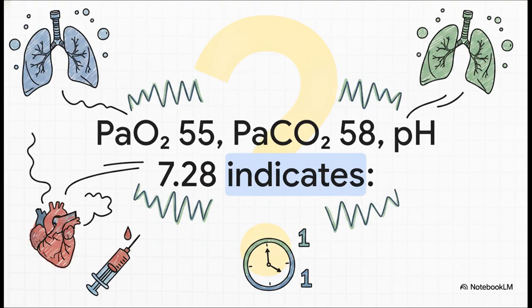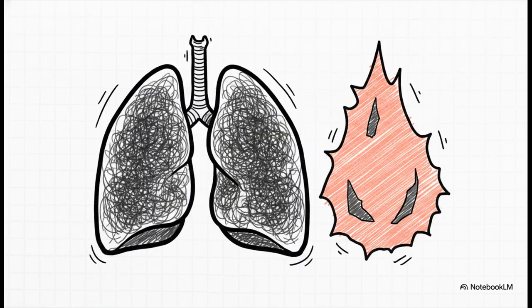Okay, let's try a slightly more advanced one, focused on ABG interpretation. Question 2. An ABG shows a PaO2 of 55, a PaCO2 of 58, and a pH of 7.28. Does this indicate A. Normal gas exchange, B. Metabolic alkalosis, C. Acute respiratory failure with hypercapnia and acidosis, or D. Compensated respiratory alkalosis? 3, 2, 1. Nailed it. The correct answer is C.